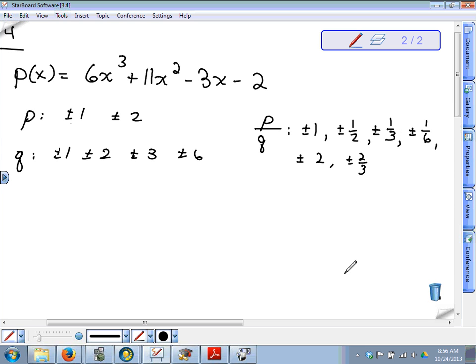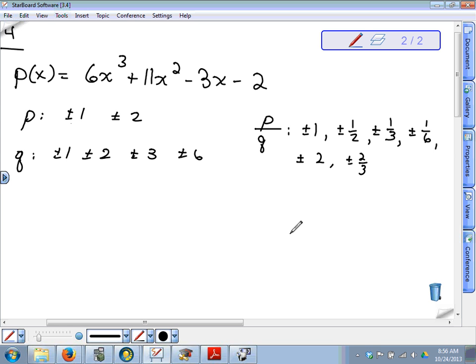Now, we have a list of possible rational zeros. Some of them are whole numbers, some of them are fractions. Rational numbers means whole numbers and fractions, so this is still okay, as long as the decimal either ends or has a repeating pattern. So let's test the whole numbers first.